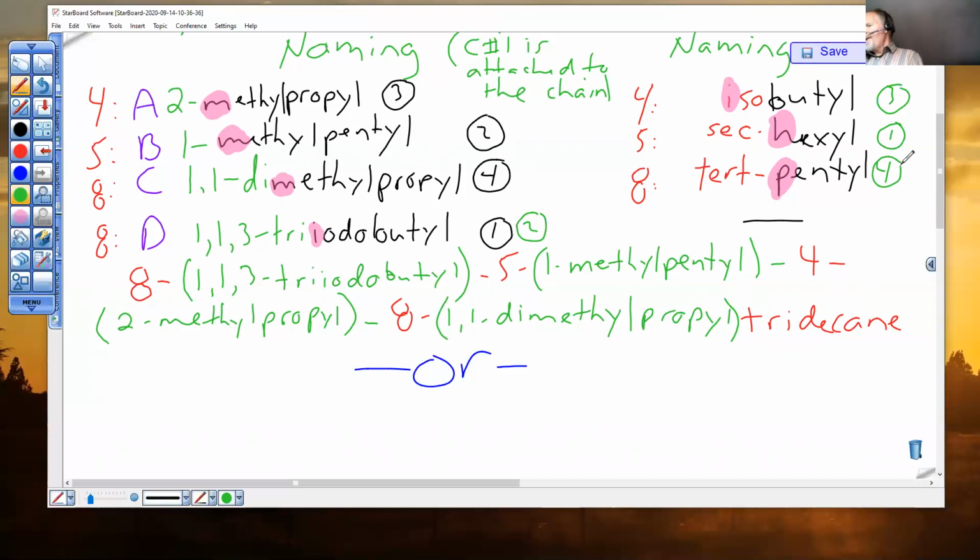So our name, starting with the group on carbon 5, is a sec hexyl, and you don't need parentheses. Went all red all of a sudden. Uh-oh. Okay, my pen got turned off.